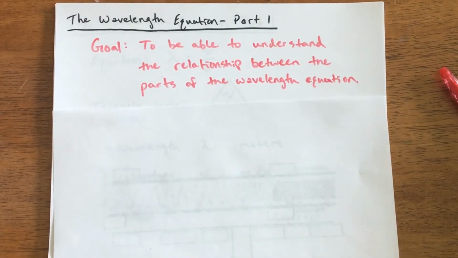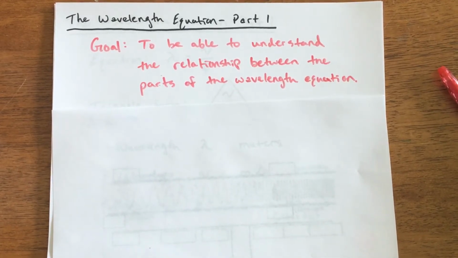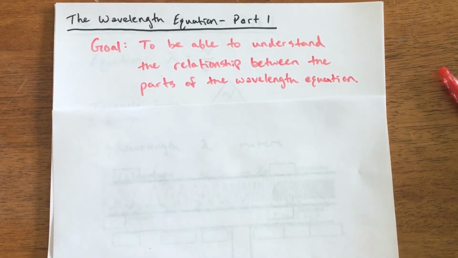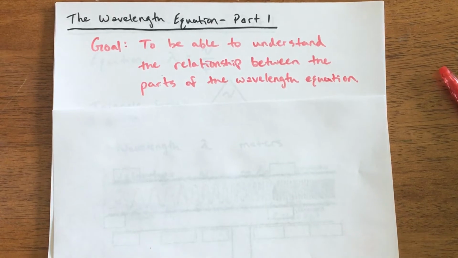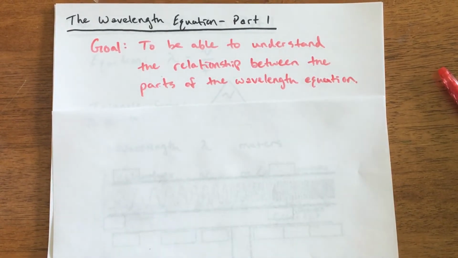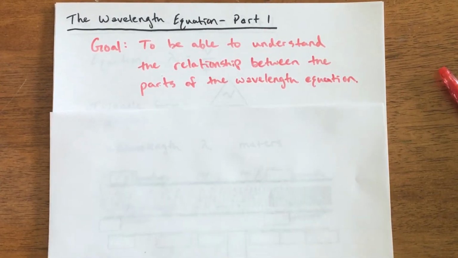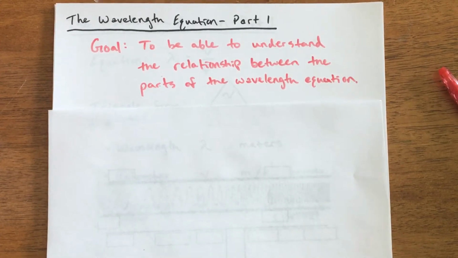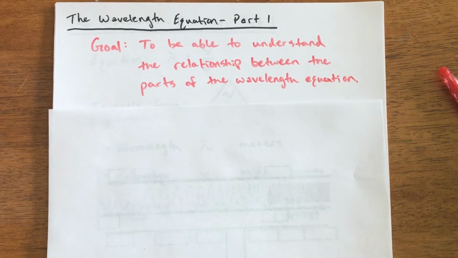Hello science students, today we're going to start talking about the wavelength equation. We've taken a look at the different parts of a wave, including the frequency, amplitude, and wavelength, and we've taken a look at different types of waves, so things like electromagnetic waves, transverse waves, longitudinal waves, compression waves, gamma rays, x-rays, light waves, all these different things. So we've taken a look at those things. Now we can start talking about how to do a little bit of math surrounding those things.